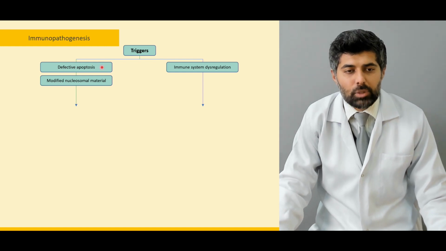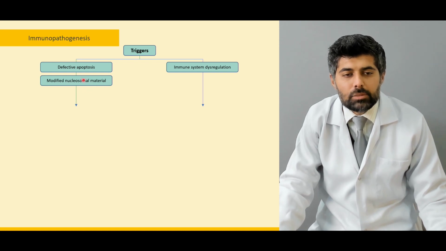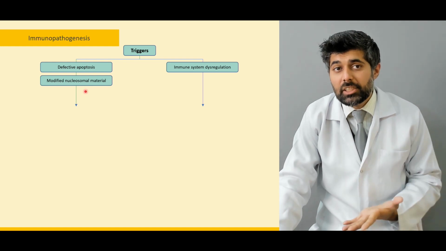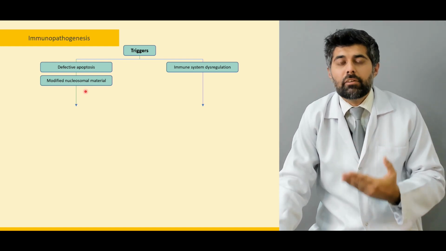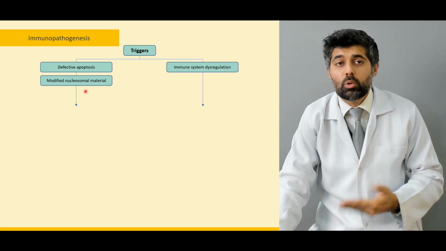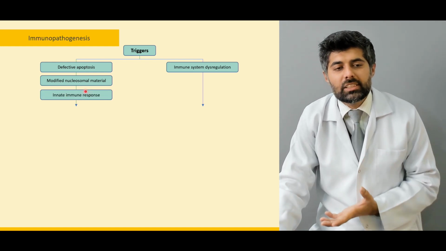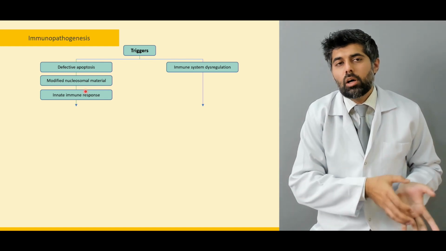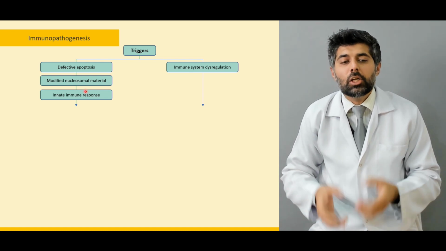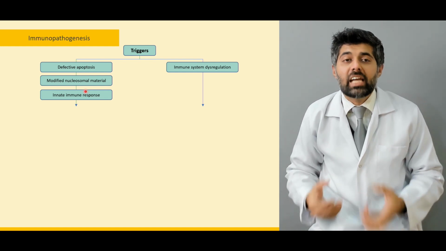In this instance, because of the defective apoptosis, the nucleosomal material has become antigenic, and because of its antigenicity, the body is giving rise to autoimmunity, that is, it is starting to form auto antibodies. Now, because of this defective apoptosis, this starts the activation of the innate immunity of the body. So the innate immune response is activated.